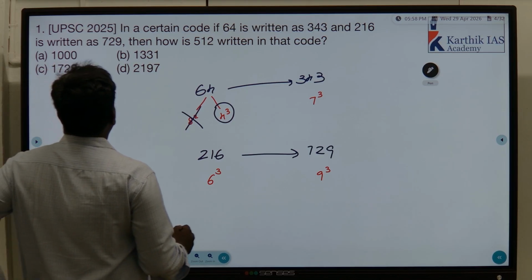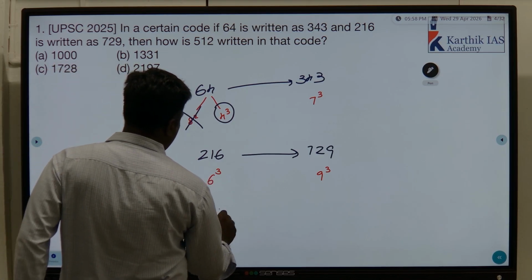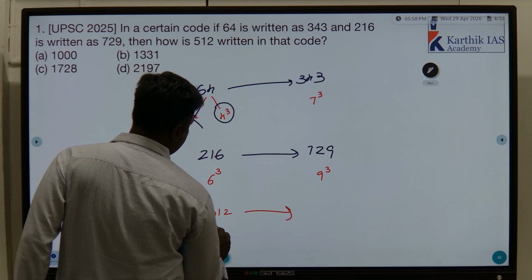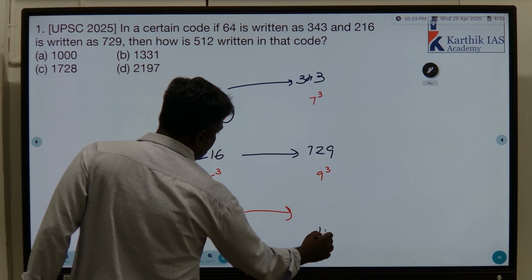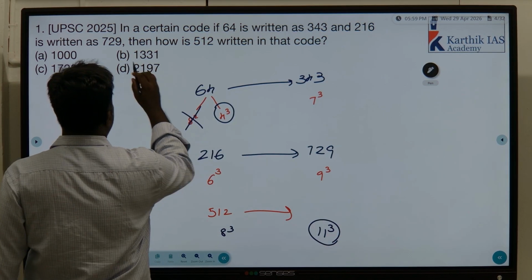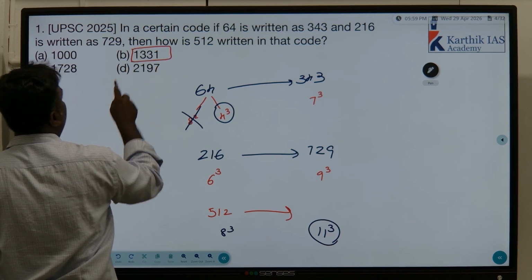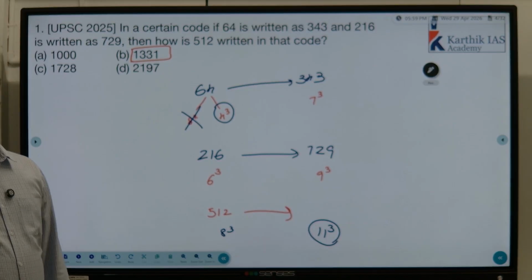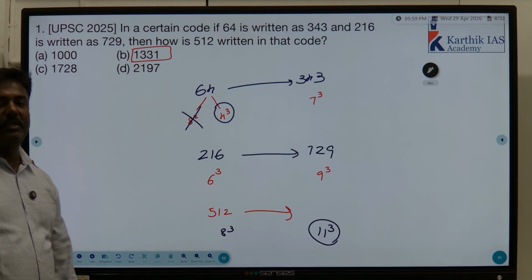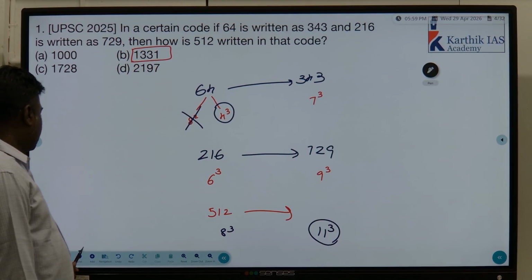Then the question is 512. 512 will be coded as what? 512 is actually 8 cube. 8 cube will become 11 cube. 11 cube is 1331, that's all. So we need to know the square numbers and cube numbers, and based on that we answer this question. Clear? That's the idea.